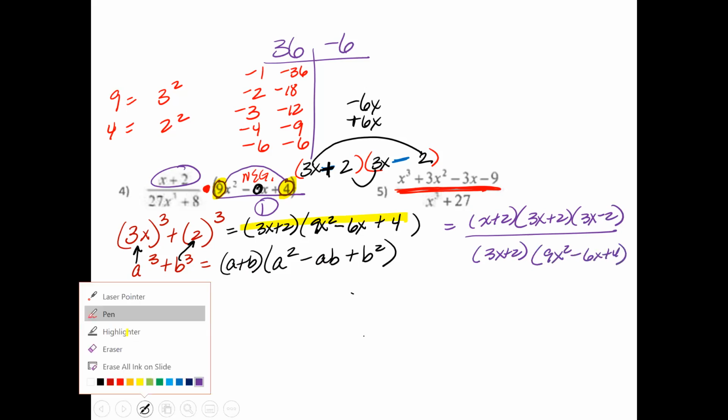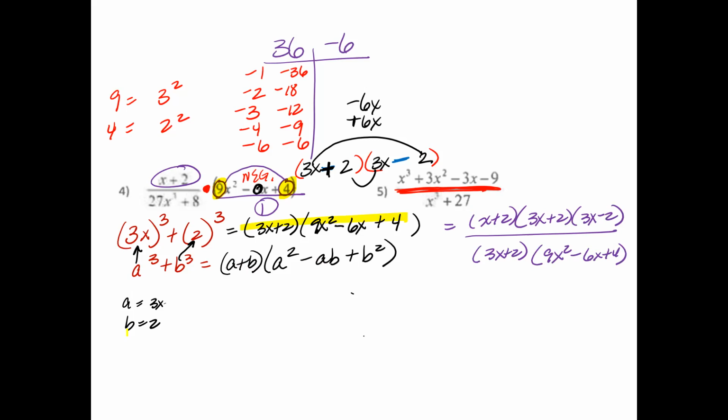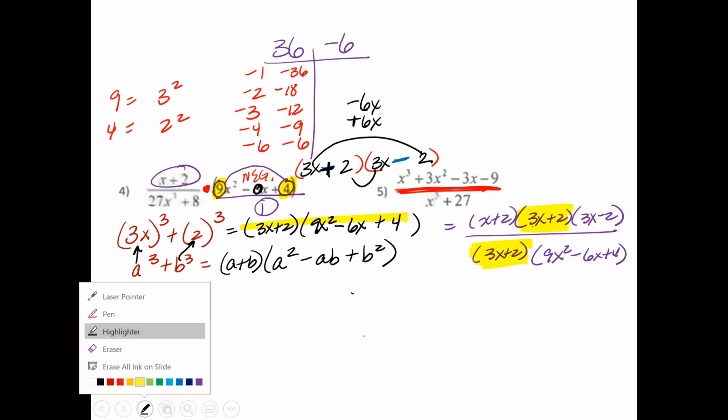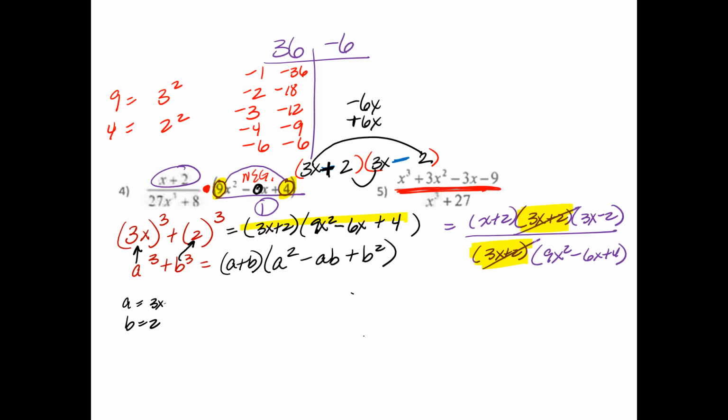Now, is there anything that's top and bottom that's exactly the same that you can just cancel out? Those two you can cancel out. So then you're left with x plus 2, 3x minus 2.